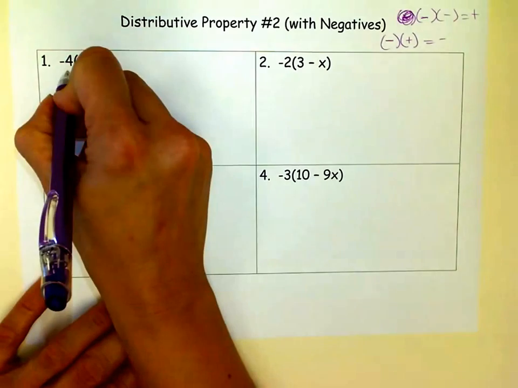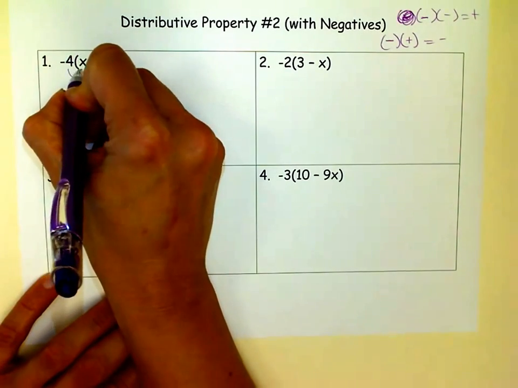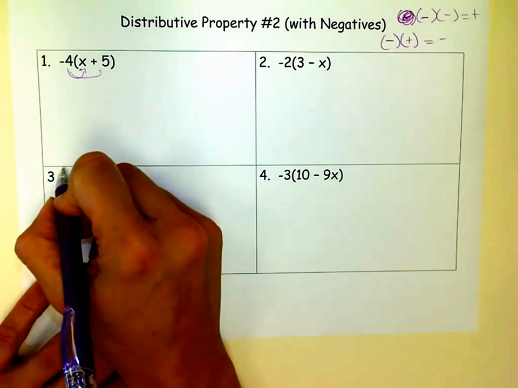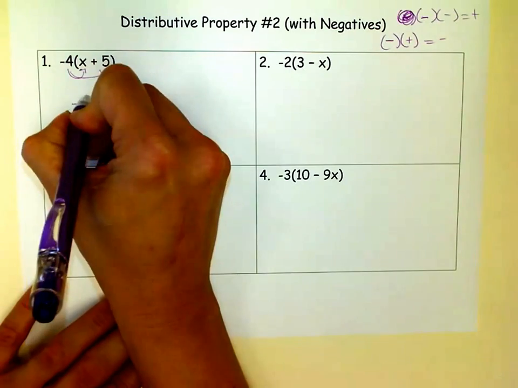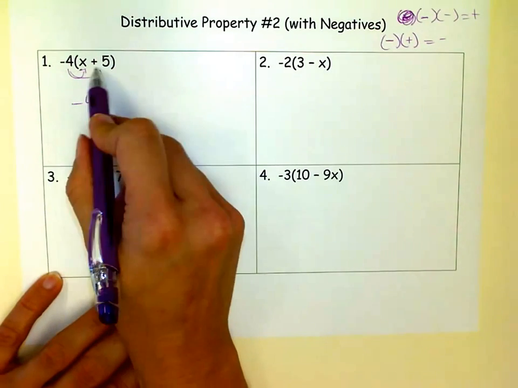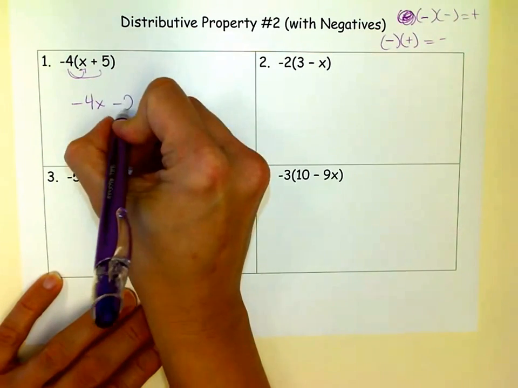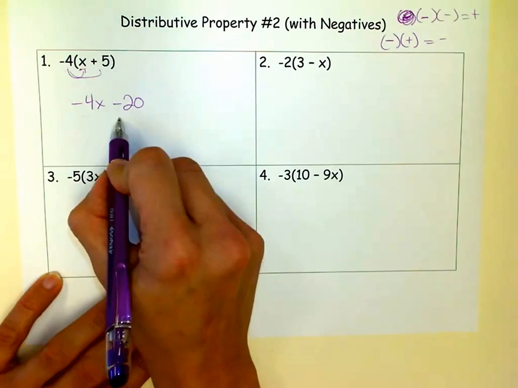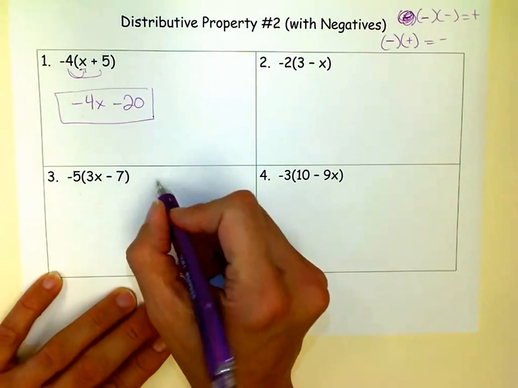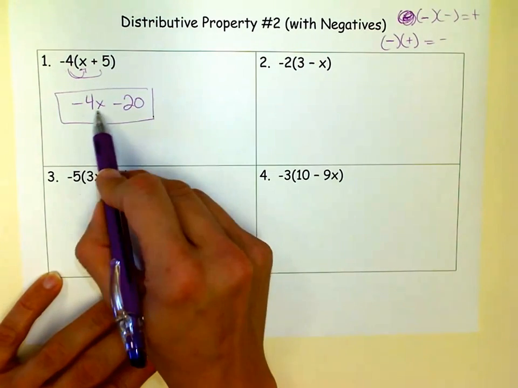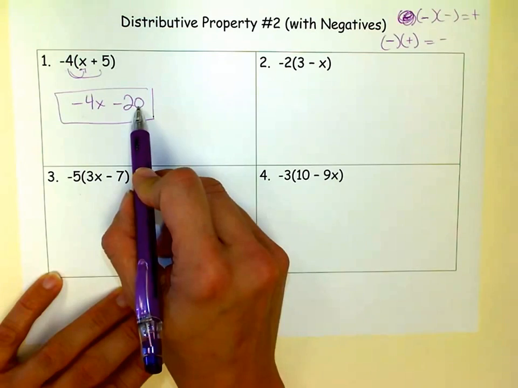So out here, I'm going to multiply that negative 4 by each thing inside the parentheses. Negative 4 times x is negative 4x. Negative 4 times 5 is negative 20. So my answer is negative 4x minus 20. I can't combine these because I can't combine x's with numbers.